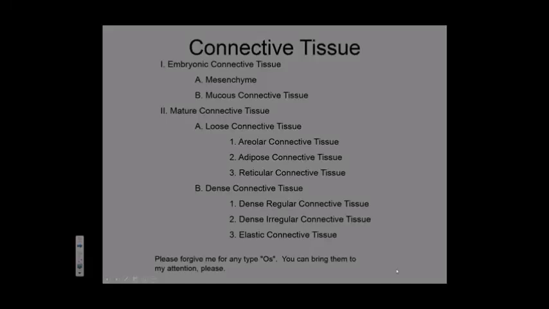Okay? So we're going to visit embryonic connective tissue, alias mesenchyme, and mucous connective tissue, which is also embryonic connective tissue. Mesenchyme, as I said, is the connective tissue that gives rise to all other connective tissues in the adult. Mucous connective tissue, you're only going to find that in the umbilical cord. The umbilical cord, mucous connective tissue.